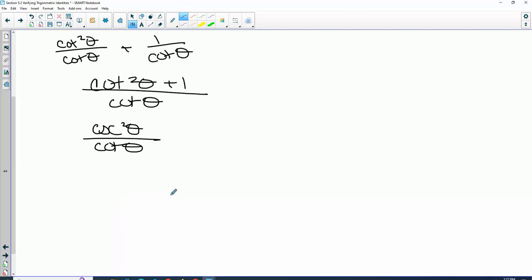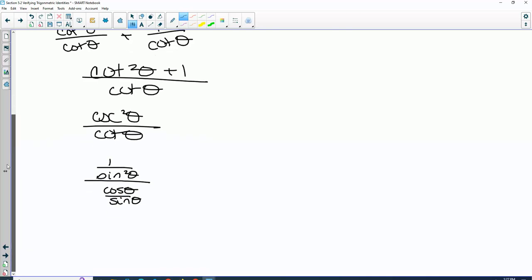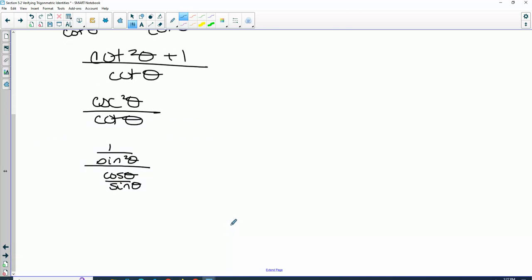All right, from here, what we really have is a fraction and a fraction. Cosecant is 1 over sine. Since it's squared, it's 1 over sine squared. Cotangent is cosine over sine. How do you divide fractions?